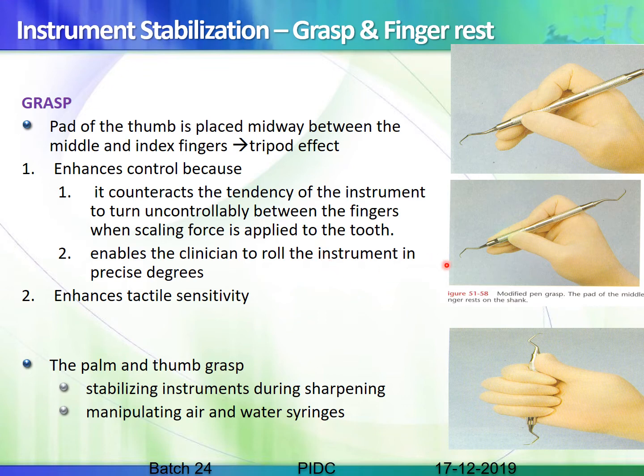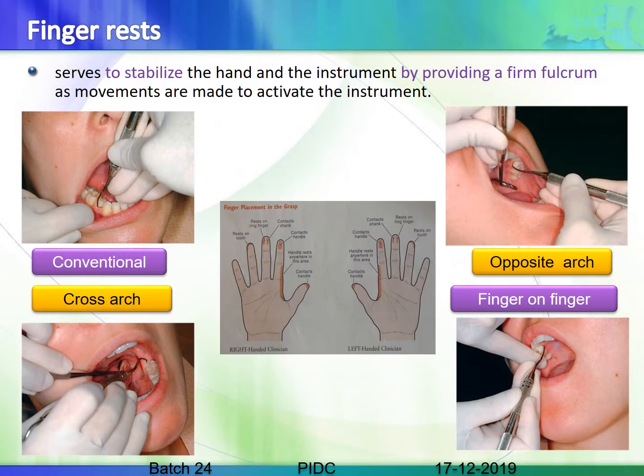The next grasp is the palm and thumb grasp, which is used for stabilizing the instruments during sharpening and manipulating the air and water. Next, coming on to finger rest, this serves to stabilize the hand instrument by providing a firm fulcrum as movements are made to activate the instruments.